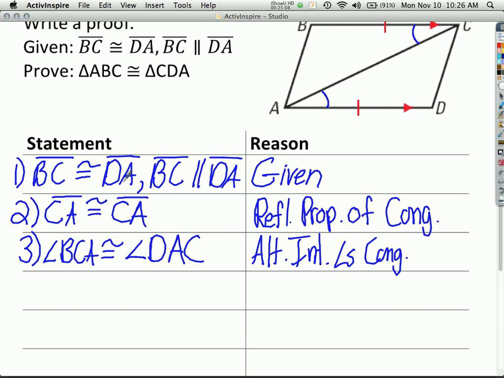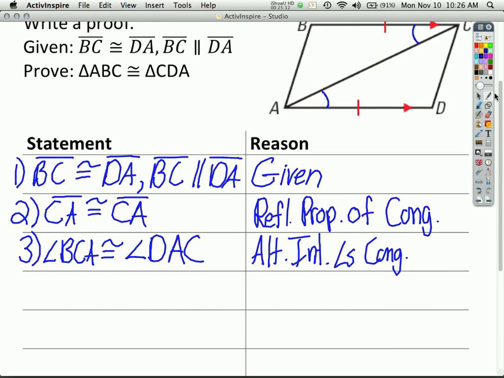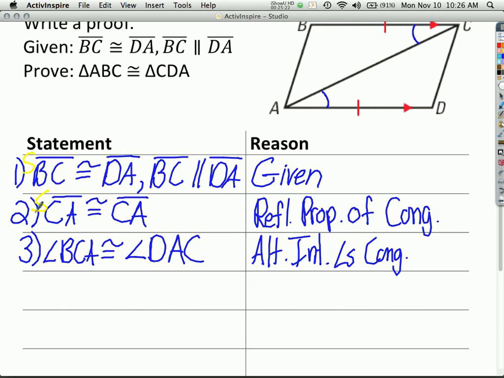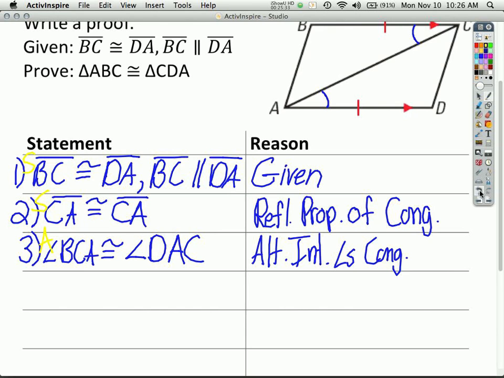First piece of evidence, second piece of evidence, third. In fact, you could go as far as labeling them. This proves one side. This proves the other side. That proves the angle, and it's the included angle. So that's side, angle, side. And so we have done our job.